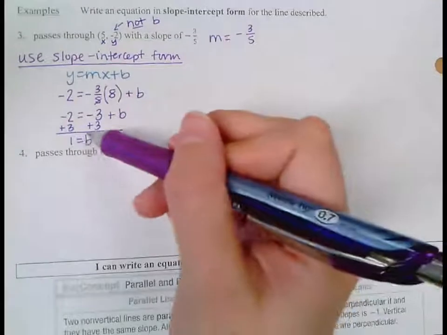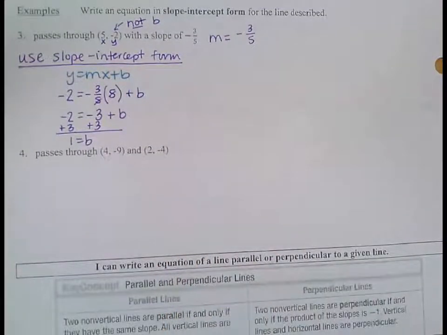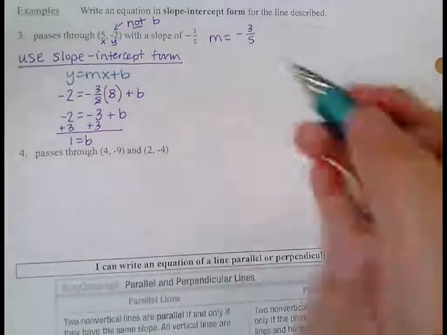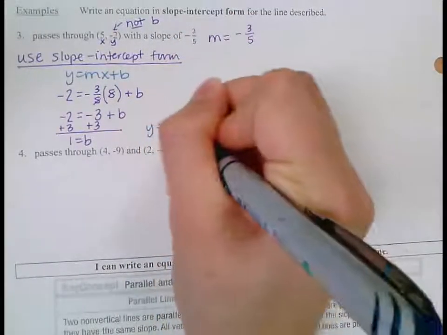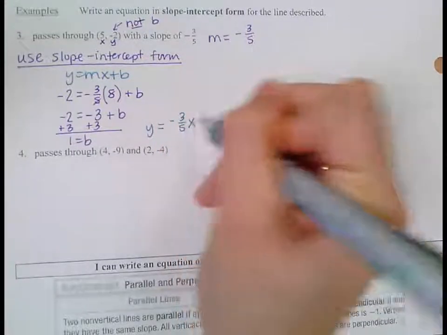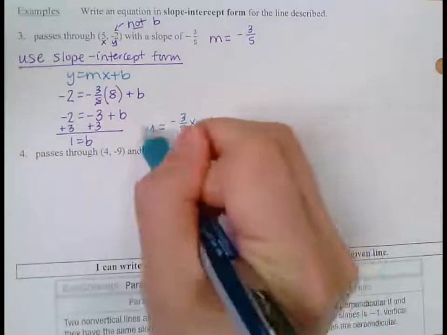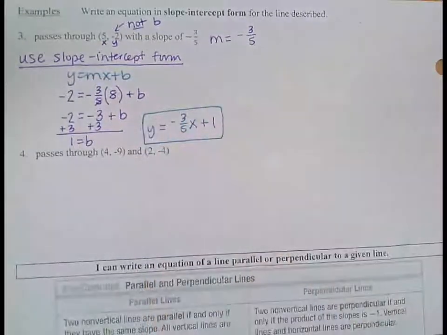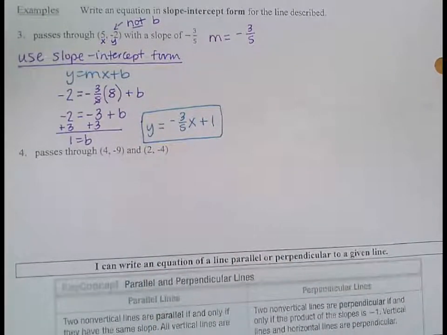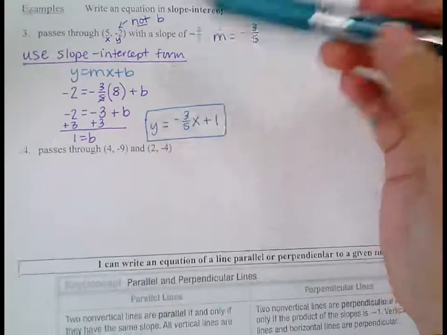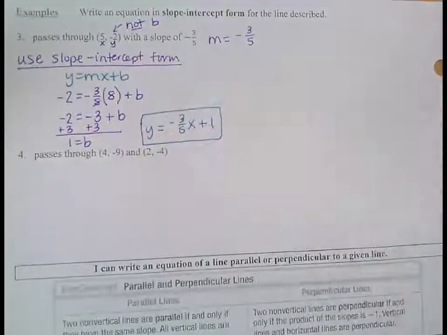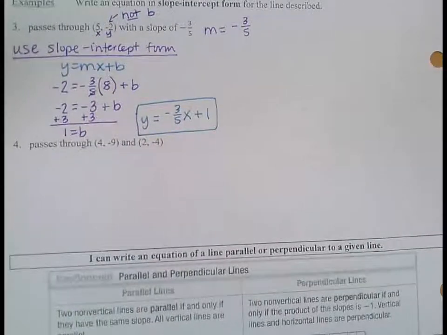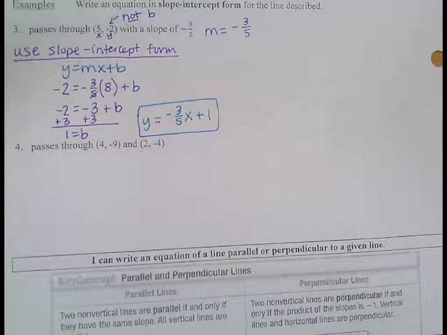Now make sure you're not circling b equals 1 as your answer. You still write the equation of the line with your slope of -3/5. So the line is y equals m is -3/5 x plus b is 1. And notice in the end, when you write your final equation, you only substitute m and b in. You do not substitute the x and the y coordinates back in. That's only used to find b in the process. Questions on that method?